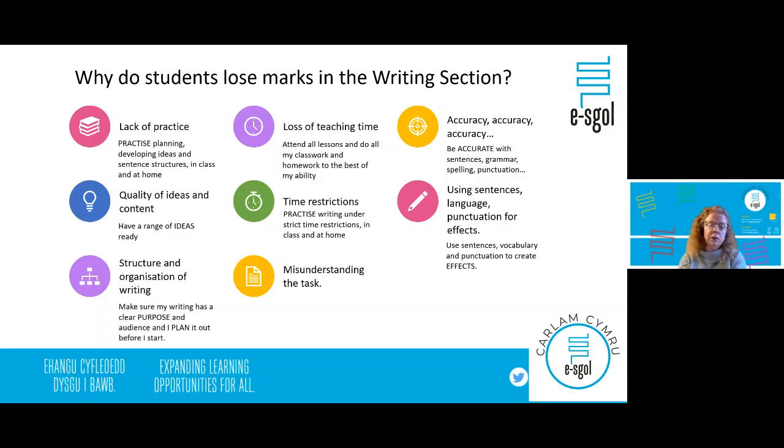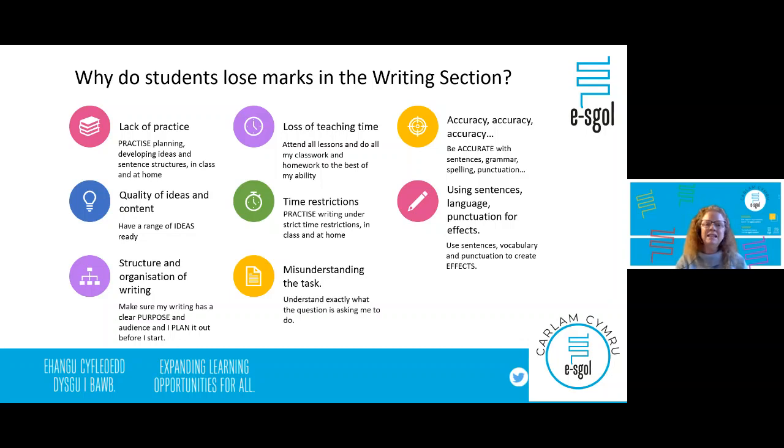Structure and organisation is something we're going to work on today. It's one of the things that I'm going to be revising with you, but making sure that you've got a purpose for your writing, that you know your audience and that you plan it out can make a massive difference to your writing. Planning will really help before you start writing. Don't just sit there in the exam and go straight into the task. Always make sure you spend at least 5 minutes thinking about what you want to say and the way that you want to say it.